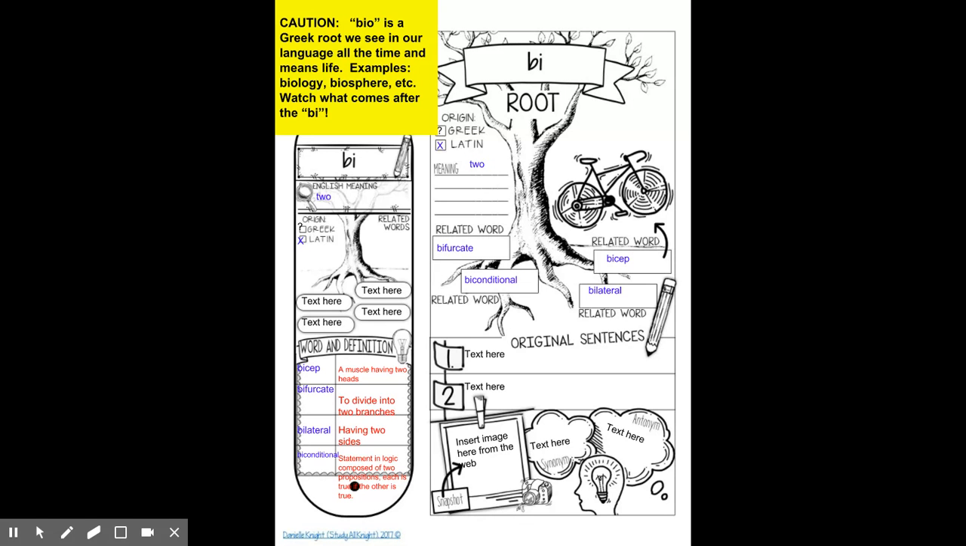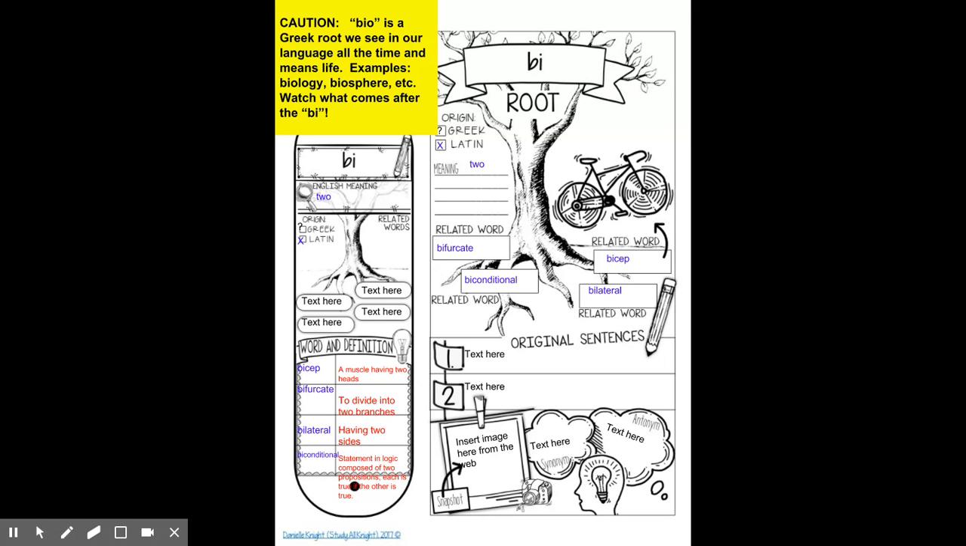All right, bifurcate. It means to divide into two branches. Okay, and then you have bilateral. So lateral meaning side and bi meaning two. So having two sides. So especially when you get into dissection in your biology class and it says make a cut where you have a bilateral dissection, then you know you need to have two sides.